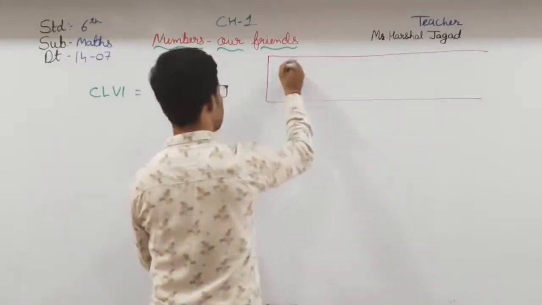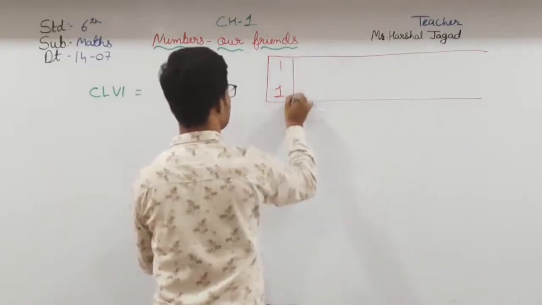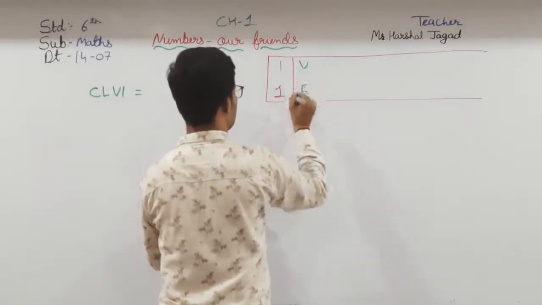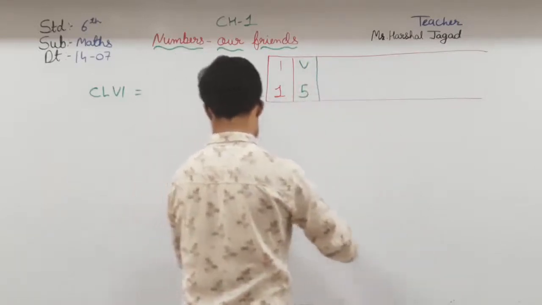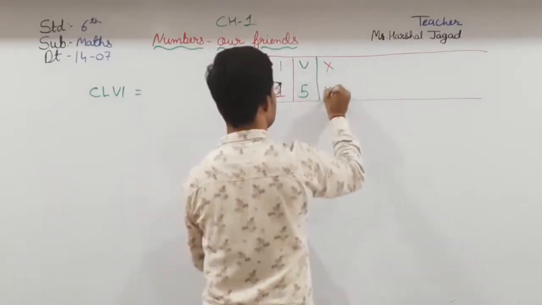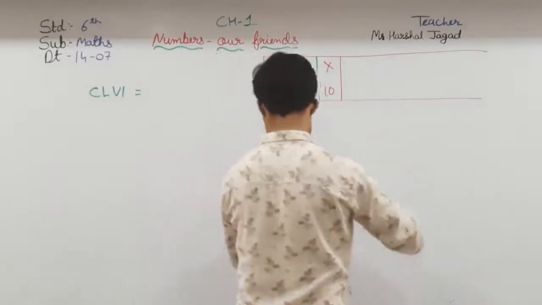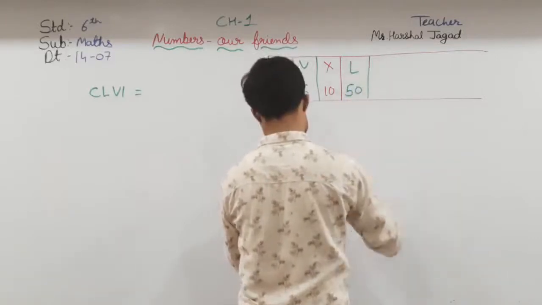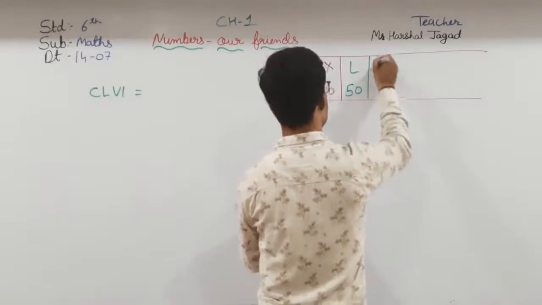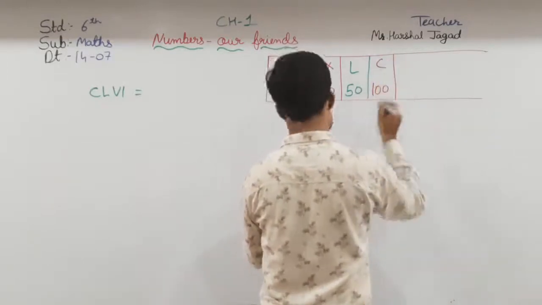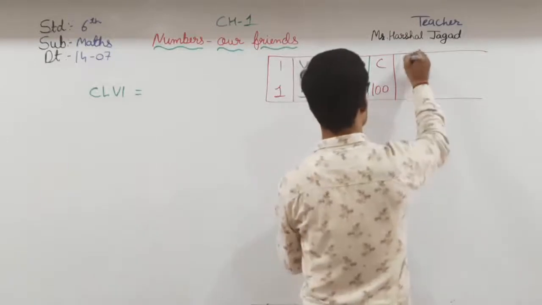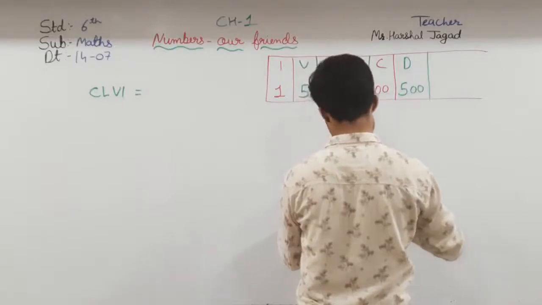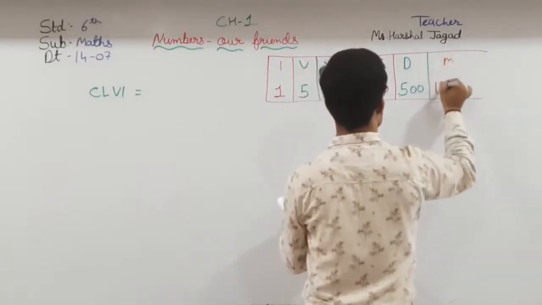So here, first I means 1, secondly V means 5, thirdly X means 10, then after that L is 50, then C is 100, then D is 500, and then at last M, that is 1000.